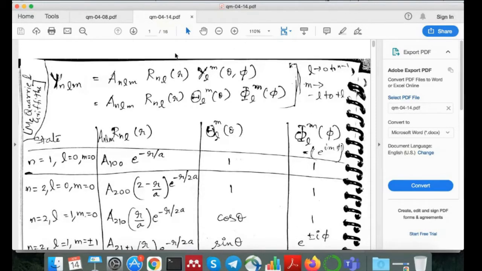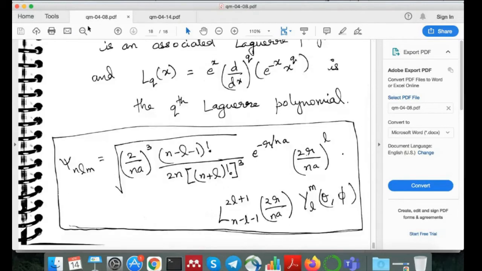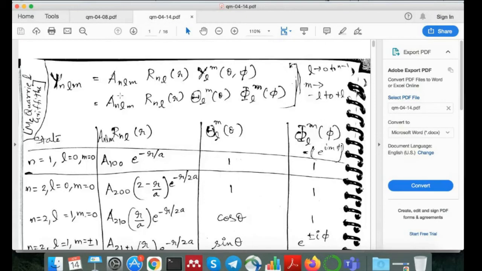All right, so now let's move on to this. So we got this psi nlm, and this could be written in terms of some A. I'm considering A as the normalization constant, which is basically all of this part, all the constants put together. Then there is the radial part and the angular part. The angular part can further be broken down into the theta part and the phi part.